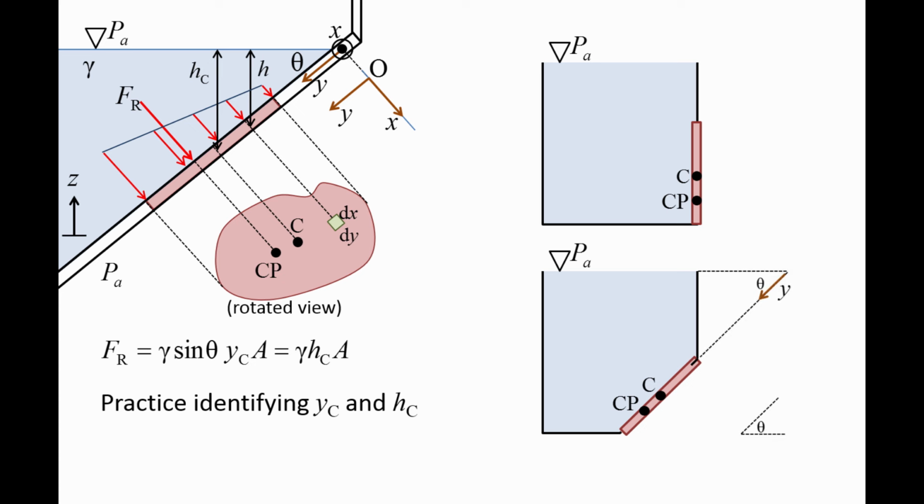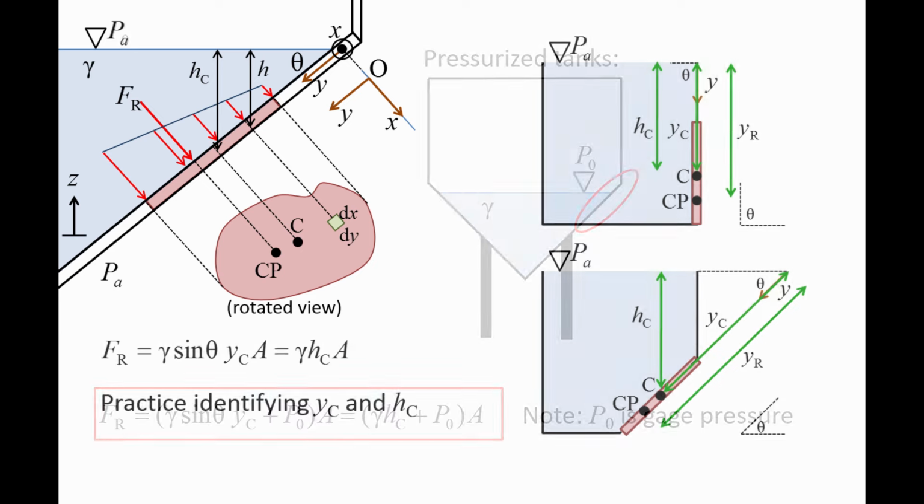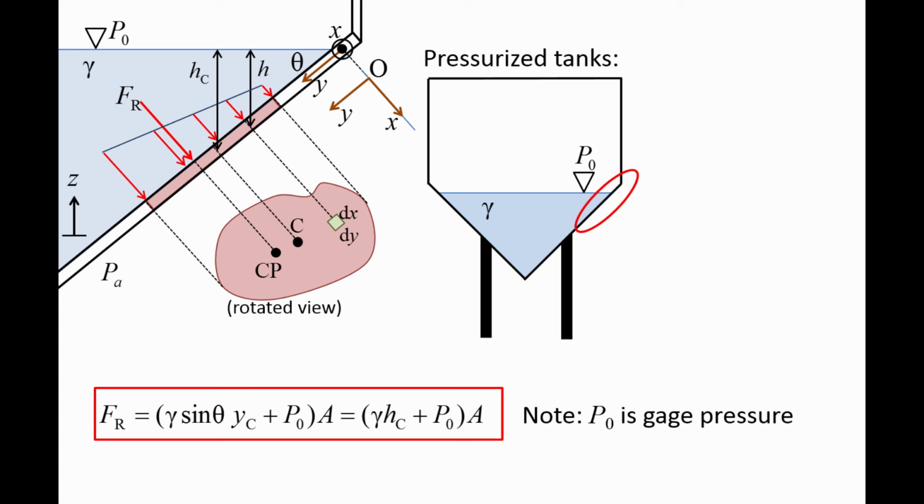If the wall is oriented at an angle less than 90 degrees relative to the free surface, hc will be shorter than yc. If the wall is vertical and theta is 90 degrees, hc and yc will be the same distance, and in both cases, the distance yr will be greater than yc. Although not proven in this video, if the tank is pressurized to a gauge pressure of p naught, the equation for the resultant force would need to be modified to gamma sine theta yc plus p naught times the area A, which can be rewritten as gamma hc plus p naught times A.